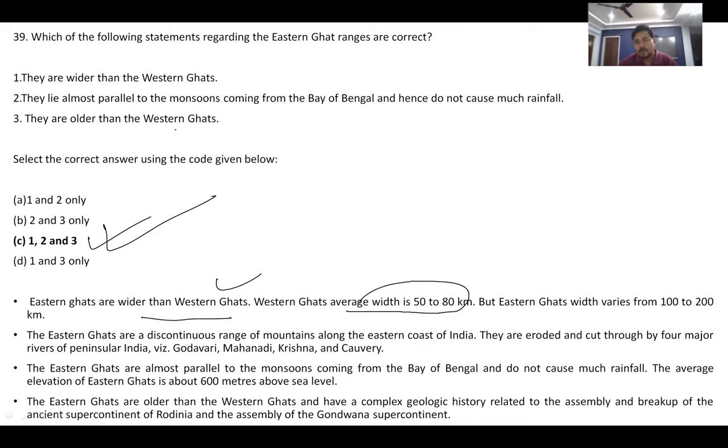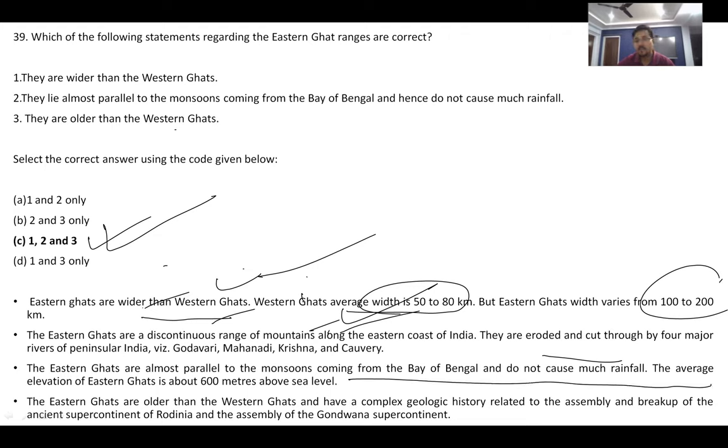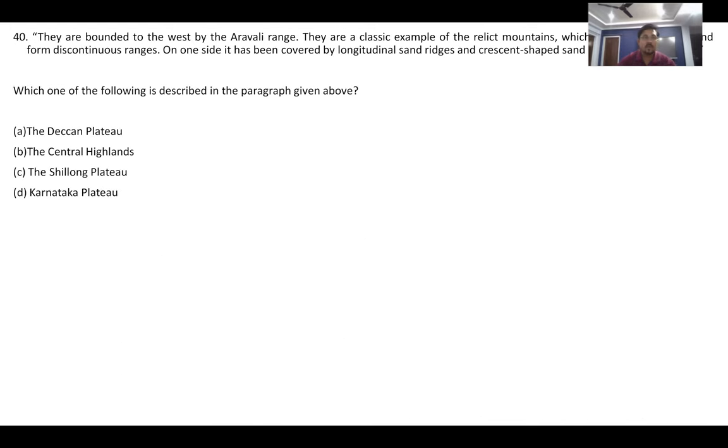Western Ghats average width is 50 to 80 kilometers, whereas Eastern Ghats are 100 or 200 kilometers. Eastern Ghats are discontinuous ranges of mountains along the eastern coast of India. They are eroded and cut through by the four major rivers of peninsular India, that is Godavari, Mahanadi, Krishna and Kaveri. Eastern Ghats are almost parallel to the monsoon coming from the Bay of Bengal and do not cause much rain. The average elevation of Eastern Ghats is about 600 meters above sea level. The Eastern Ghats are older than Western Ghats and have a complex geologic history related to the assembly and breakup of the ancient supercontinent of Rodinia and the assembly of the Gondwana supercontinent.